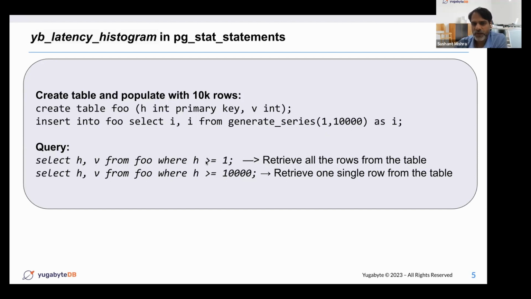So as you can see, when we retrieve H greater or equal to 1, since we are retrieving all the rows, it probably should take us a little bit longer to execute in comparison to when we are only retrieving one single row from the table.